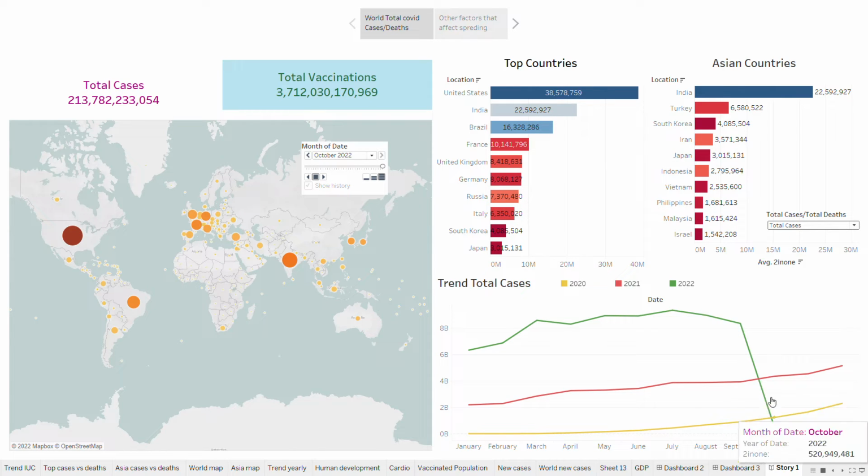at the end of October, it's suddenly near about zero. So this is a really good thing. In September, cases decreased. This happened because of the vaccination, because in the world, the maximum number of countries got the vaccine, and almost 75% of vaccination was done this year.